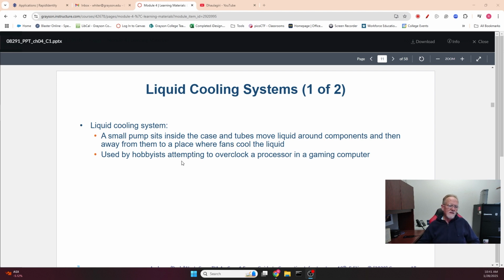Usually this is used by someone that's overclocking an AMD chip. Let's say you buy a 3.2 gigahertz AMD chip and you want to run it at 4.4, 4.1, somewhere around there. It's going to get very, very hot and it will burn up. So you want to put a liquid system in there to keep it cool.